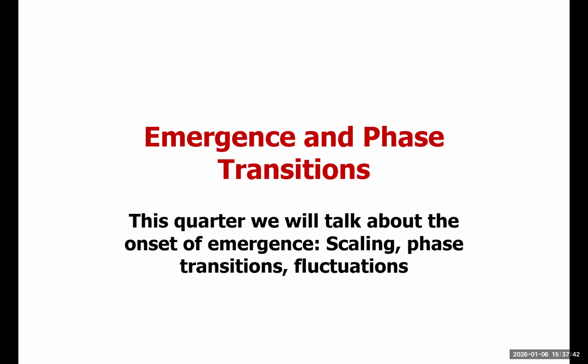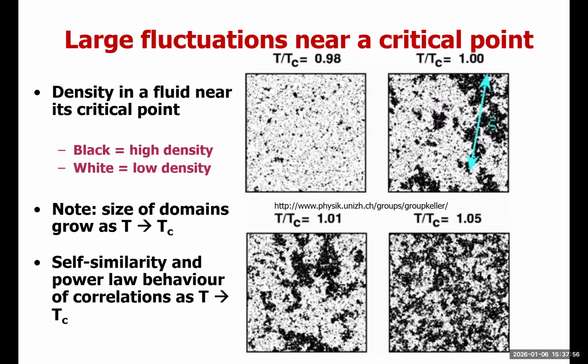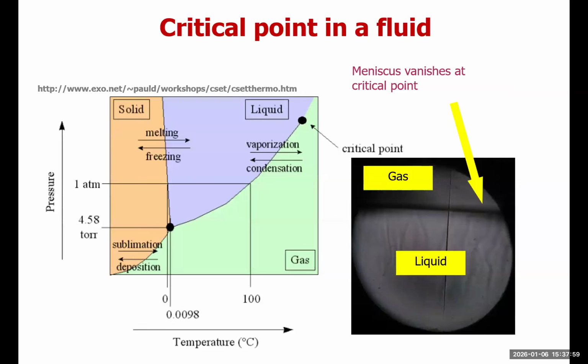Okay, so what are we going to talk about in this quarter? We're going to talk about the onset of emergence. We're going to talk about scaling, phase transitions, and fluctuations. We're not going to be spending so much time talking about the phenomena in emergence. So let me just quickly go through that.